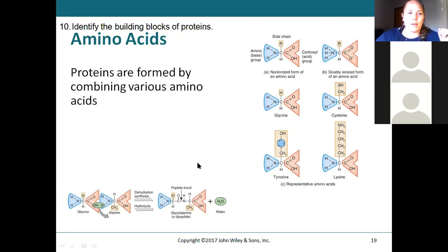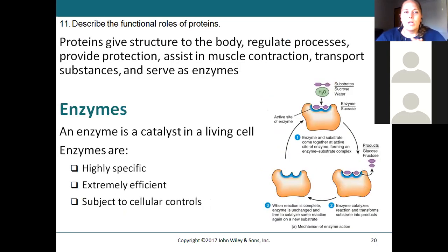Okay, so the building blocks of proteins are amino acids. The functional role of proteins, what proteins do, I think we went over a second ago. We talked about how proteins have all of these different functions within the cell: they provide protection, assist in muscle contraction, and do regulation and transport. Enzymes have a major function in the cell. Again, they're very specific. They catalyze all of the reactions that occur in the cell, of which there are hundreds of thousands occurring in any cell at any given time.